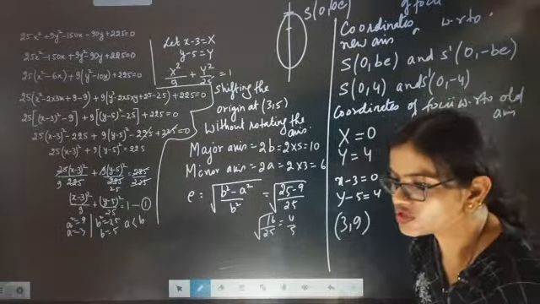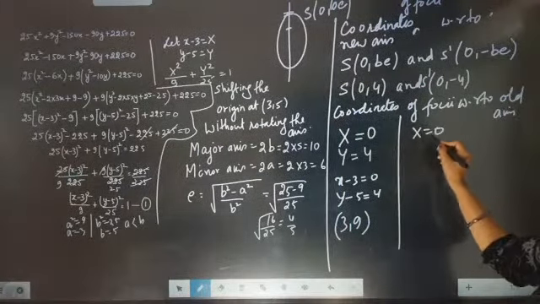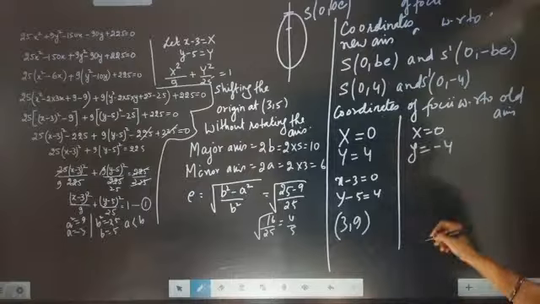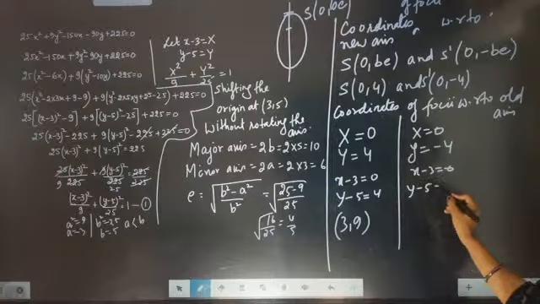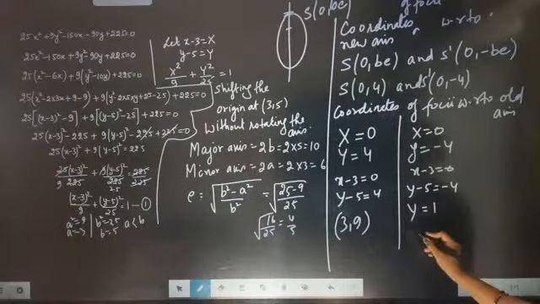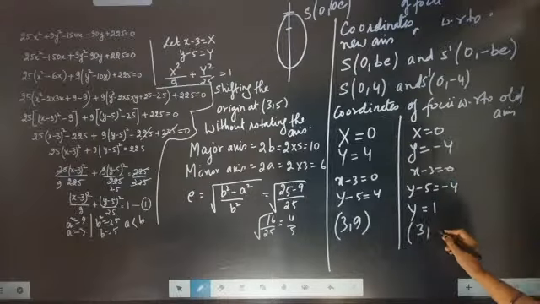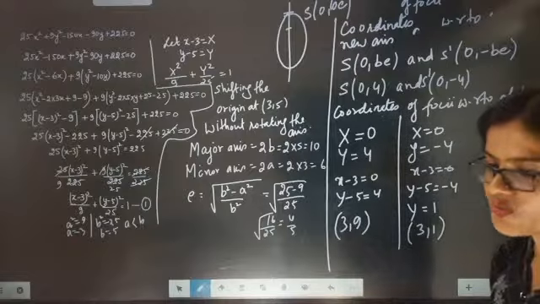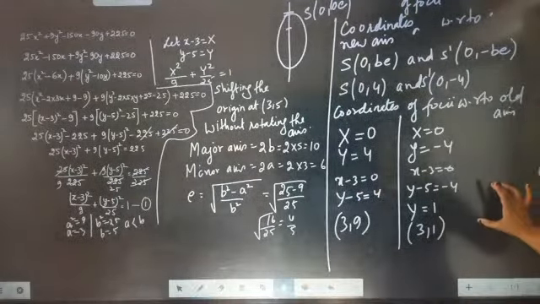So the focus for the old is coming as 3 comma 9, and here X equal to 0, Y is coming as minus 4. So x minus 3 equal to 0, y minus 5 is coming as minus 4. So now y will be coming as 1. So focus will be coming as 3 comma 1. So your focus points are coming as 3 comma 9 and 3 comma 1. So now the focus points we have done.